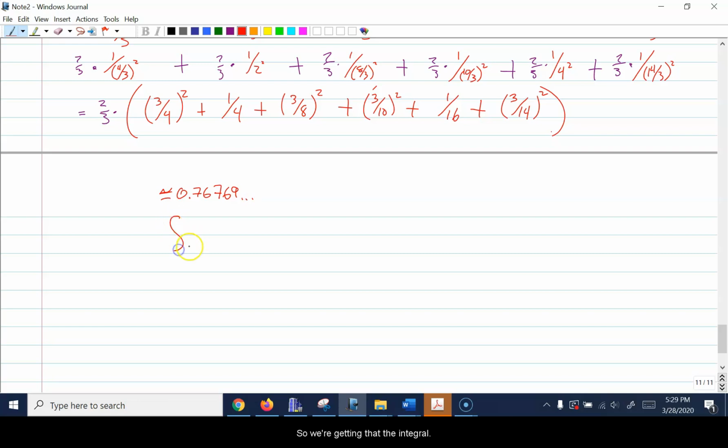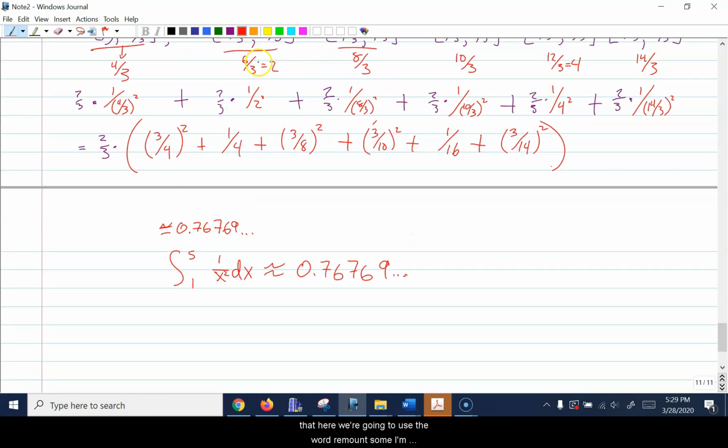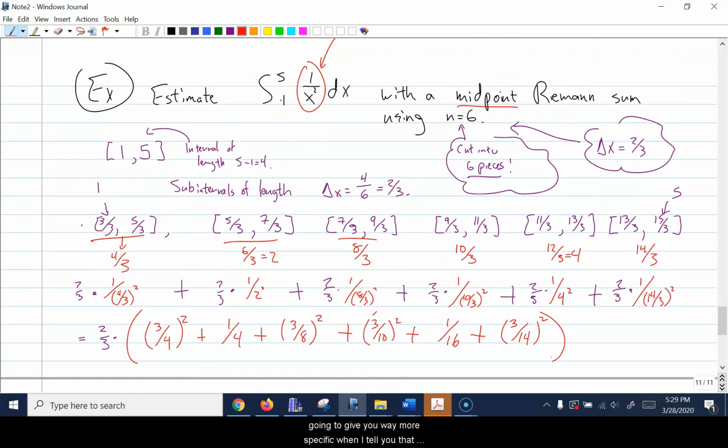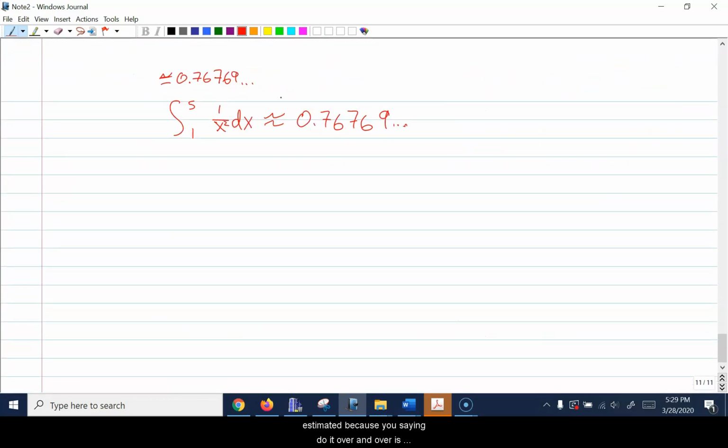So we're getting that the integral from 1 to 5 of 1 over x squared dx is about 0.76769. How accurate is that? If this was a derivative, I might say do it over and over until you know how many digits you're right. You don't want to do that here. We're going to use the word Riemann sum. I'm going to give you way more specifics when I tell you to estimate it, because just saying do it over and over is not reasonable. It's worth noting, though, this is a thing our calculator can compute. How do you get your calculator to give you digits? Let's look at that. Your calculator can do an integral.